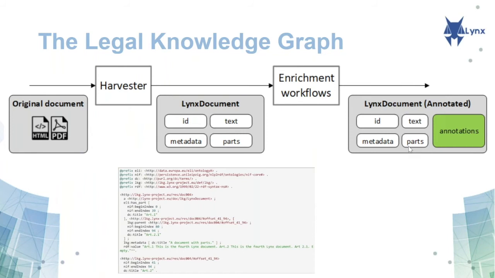In the Lynx project, documents are harvested from different sources and transformed into the data structure that I have just described. After the execution of enrichment workflows, the Lynx document, which is the most important element in the legal knowledge graph, results in an annotated Lynx document. You can see in the figure how it looks and the main elements in the data structure. Next slide.